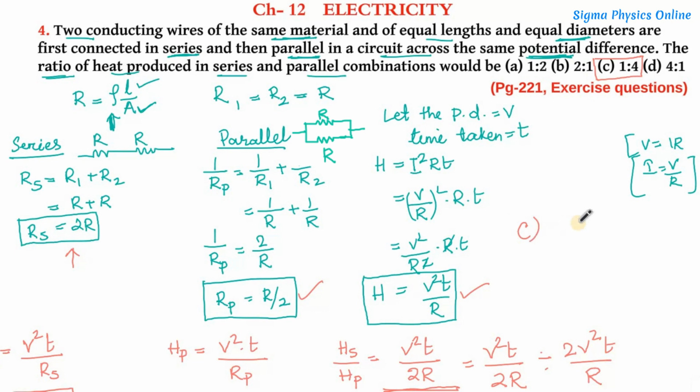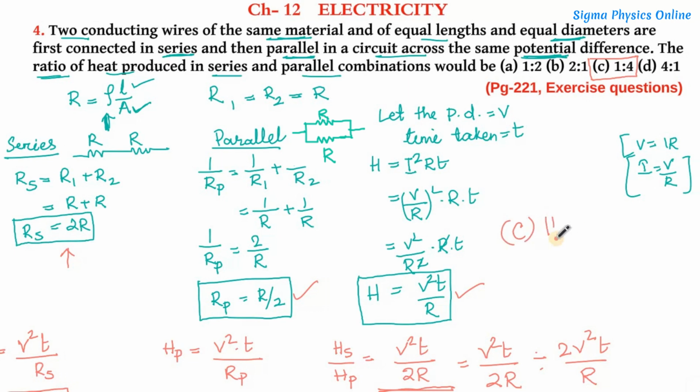So our option C will be the correct answer, that is the ratio of heat produced in series to the heat produced in parallel is 1 is to 4. So this is the answer. I hope you have understood the solution to this question.